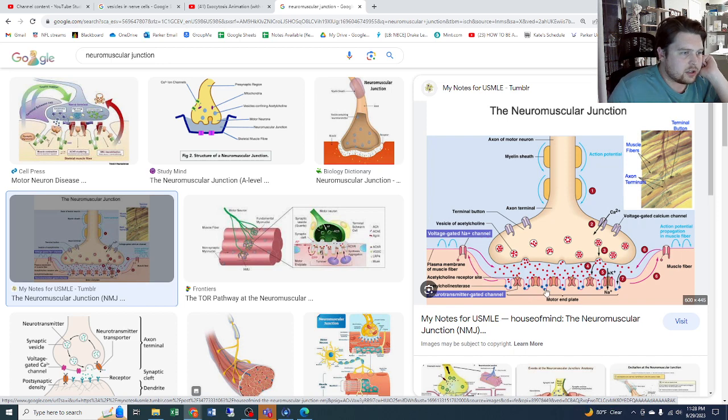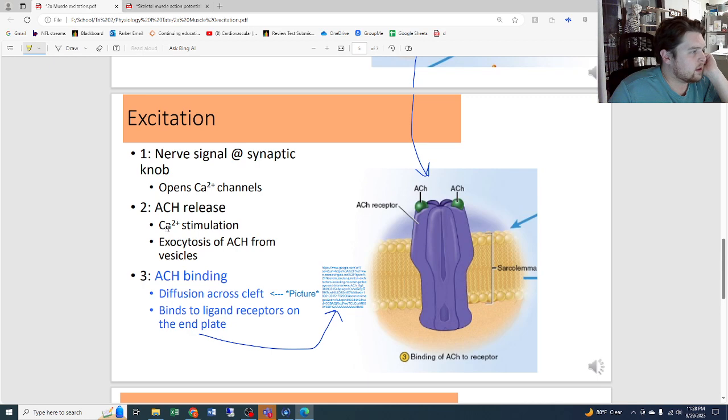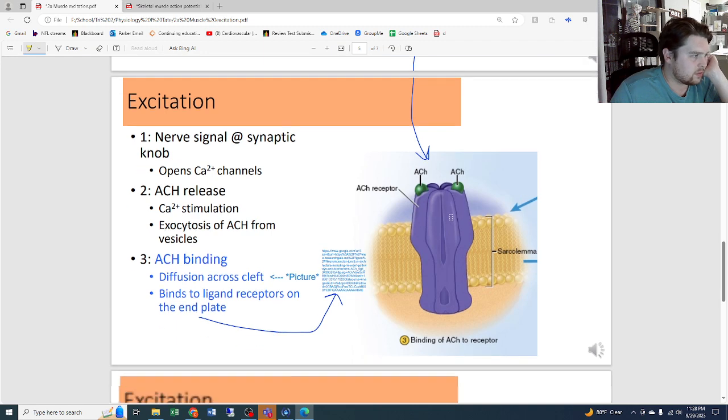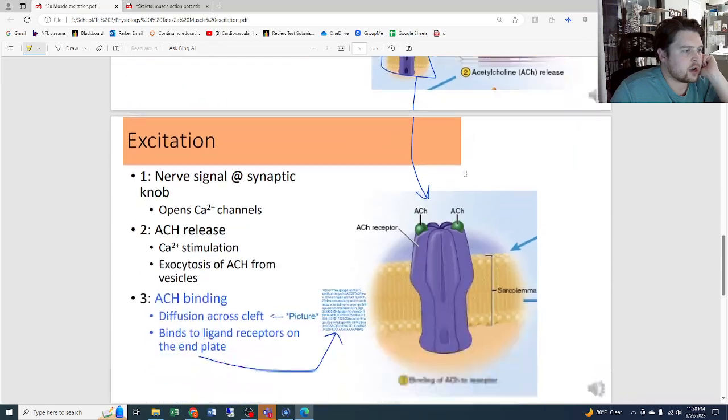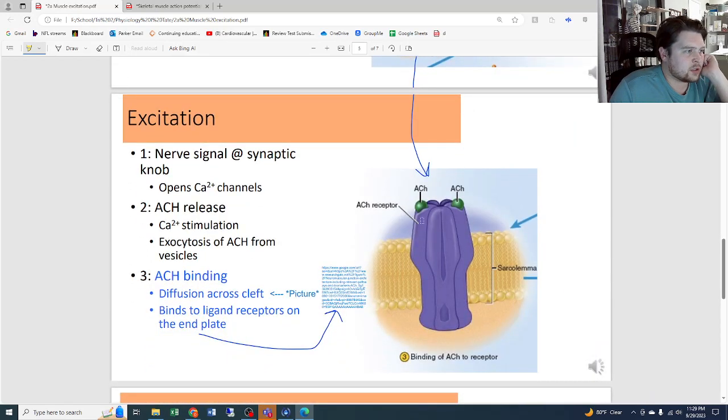This edge of the muscle that's right here is going to be called the motor end plate. And on the motor end plate, you have these ion channels. These are going to be ligand-gated cation channels. Okay? So we see the ACh gets across, and it comes and binds onto these receptors.